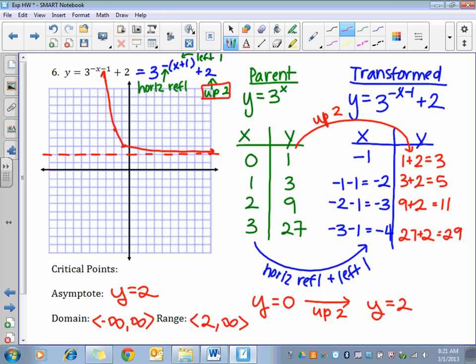To find the key points, we're just going to look at the chart to the right of the transformed function and write them as coordinates. You can choose any of these coordinates. It's just a better way to define your function. And there we have it, our graph of an exponential function.